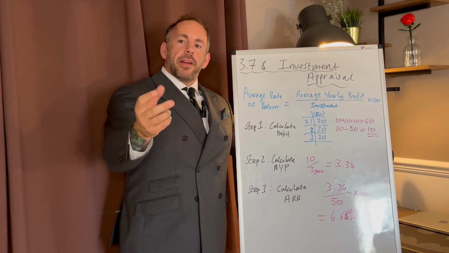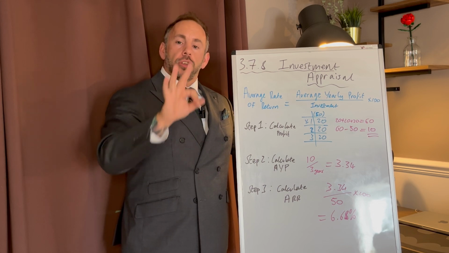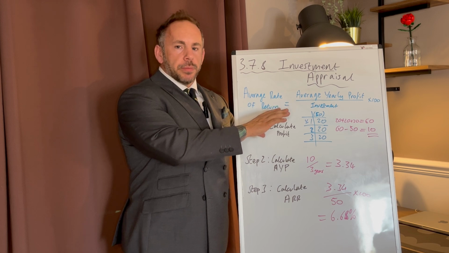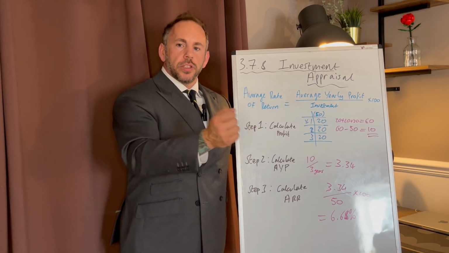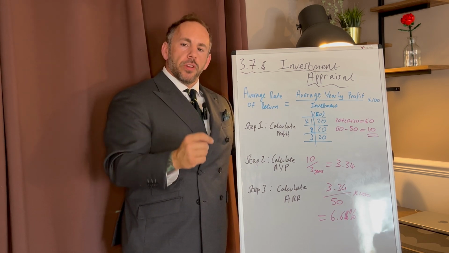Okay. If I compare it to, say, my Rocky or some other venture, then I've got better use of comparison. So 3-step process: calculate the profit. Please don't forget to take away the investment, divide it by the number of years, then divide it by the investment, times by 100. There is your average rate of return. Let's move on and have a look at payback.